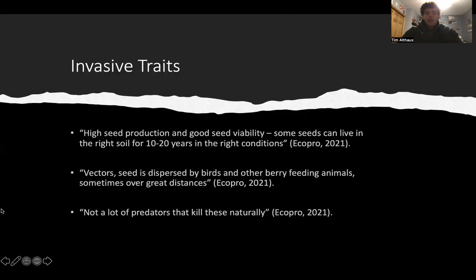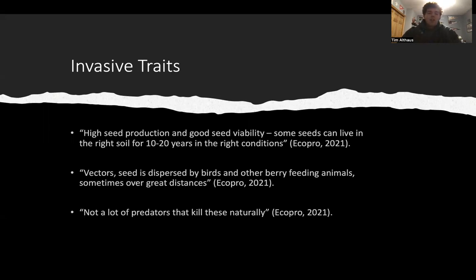What are their invasive traits? They're invasive because they have high seed production and very good seed availability. Some seeds in the right soil can live for 10 to 20 years in the right conditions. Seeds are dispersed very easily by birds and other animals, and they can often travel a great distance.